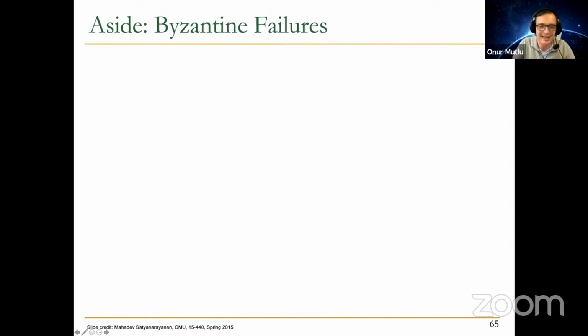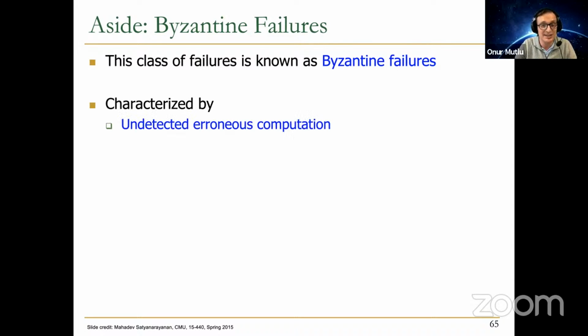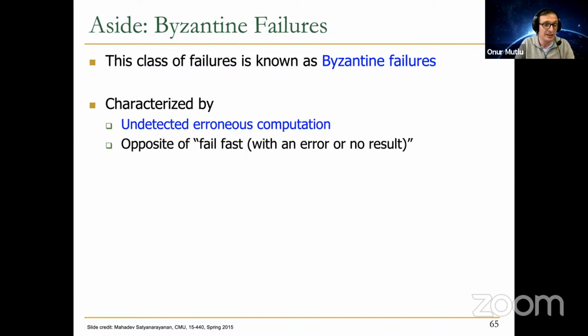So let me give you an aside. I wanted to enhance your knowledge a little bit. Maybe some of you have taken a distributed systems course, or you're going to take one. This class of failures is known as Byzantine failures. Byzantine failures are characterized by undetected errors, essentially. It's the opposite of a really good, principled way of designing dependable systems.